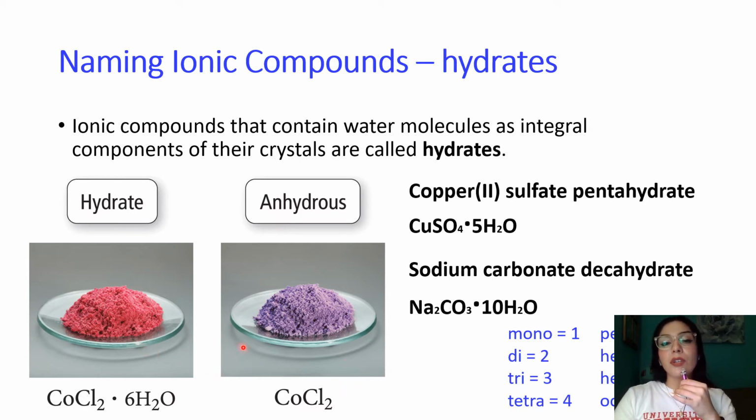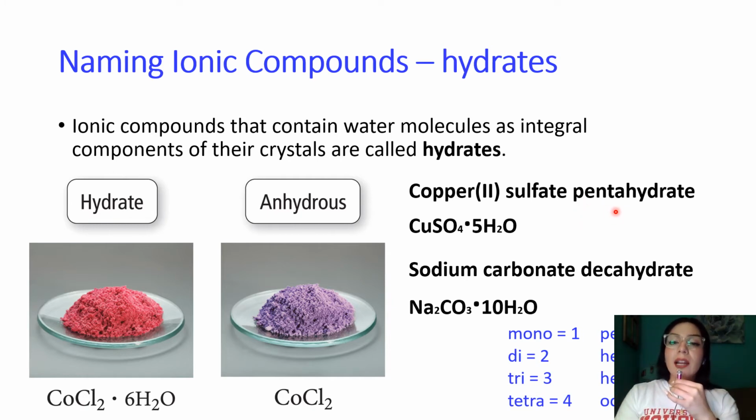So here, in order to convert it from hydrate to anhydrous, you can heat it up and kind of dry out all the water. But you can see that it really affects its properties. I mean, the most obvious one is its color. But as far as naming, it's the regular ionic naming, and then the only different part is that you have to account for the water molecules and you have to specifically state how many.